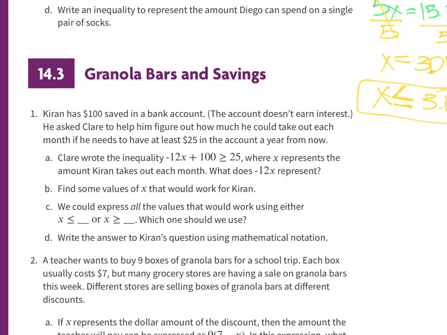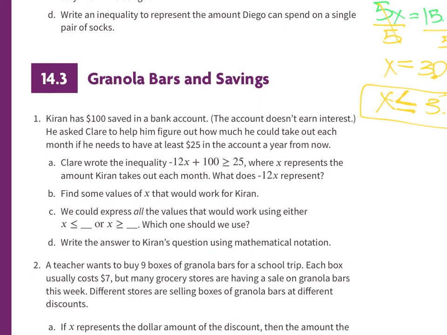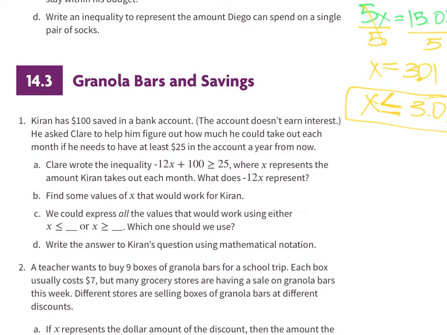14.3, granola bars and savings. Let's look at number 1 and go from there. Kieran has saved $100 in his bank account. The account doesn't earn interest. He asked Claire to help him figure out how much he could take out each month if he needed to have at least $25 in the account a year from now.